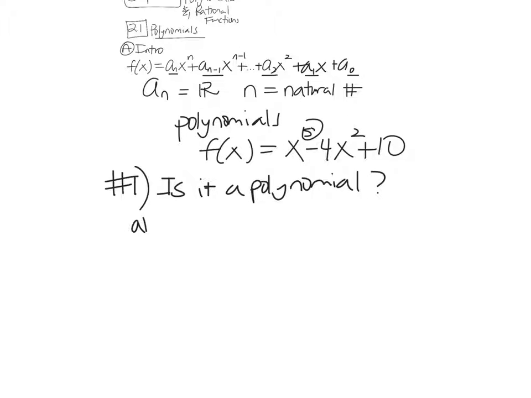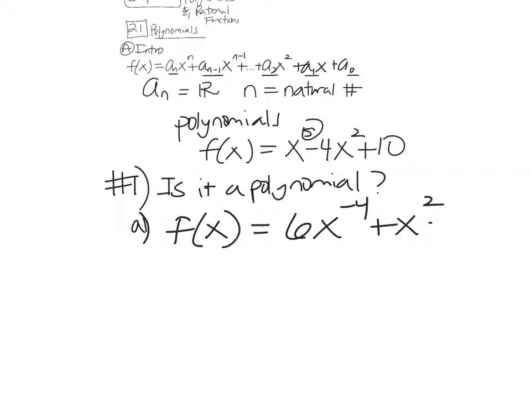F of x equals 6x to the negative 4 plus x squared minus 10. All right, is that a polynomial? Yes or no, and then why? No, it's not. It's not because of the simple reason right here. Cannot have a negative exponent. Okay? You'd write that out. No negative exponents allowed.